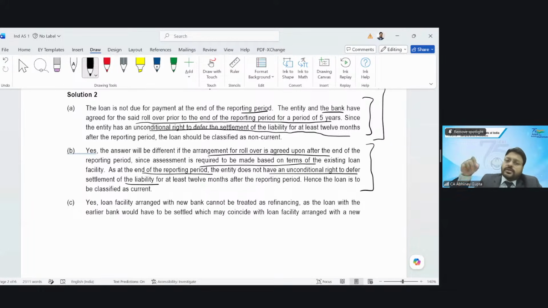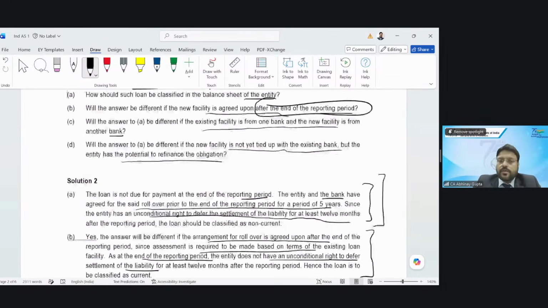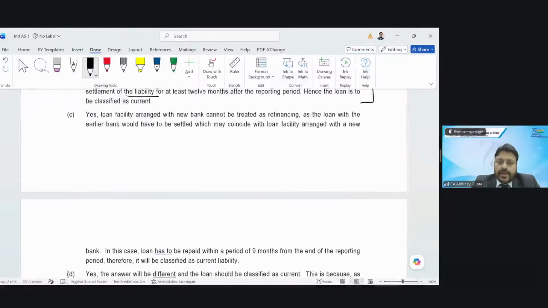But for this year, it is current, but next year, it will again be non-current, because still 4 years will be left, and 4 years is much more than 12 months from the reporting date, right? Because the refinancing agreement has been entered into after the year end. So for this year end, it will be current, but for the next year end, it will be presented as non-current, correct?